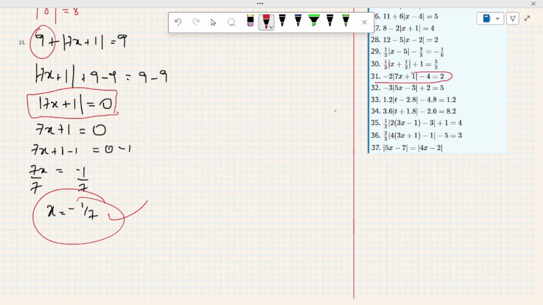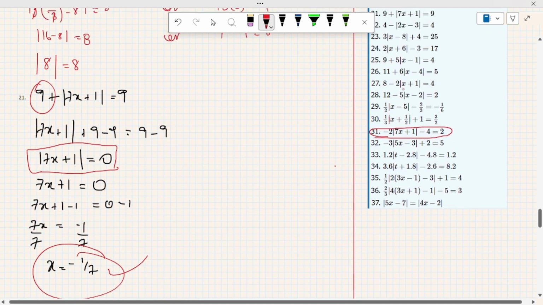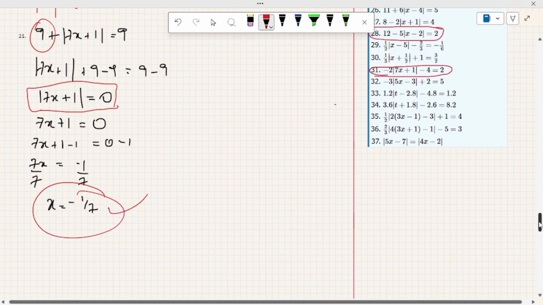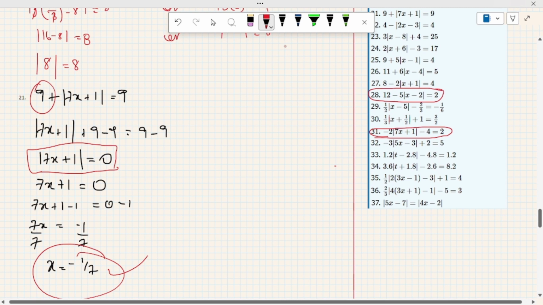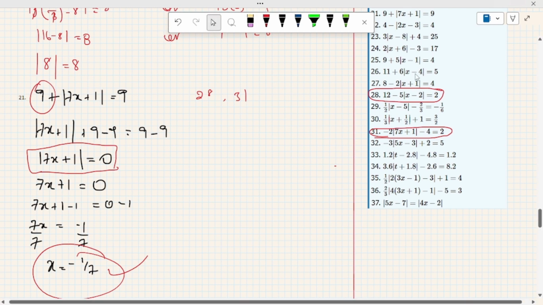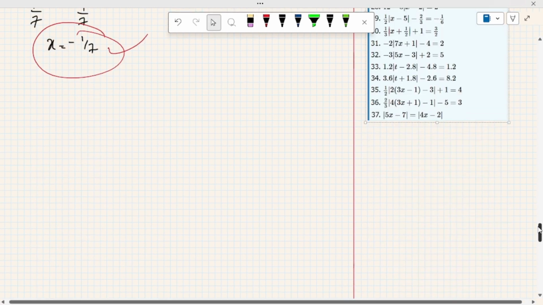Let's do this question where we won't have any positive answer. And let's do these two questions, number 28 and number 31. So let's go down. Number 28 and 31. Okay, because I'm going to drag this down. So number 28 says, number 28 says what?